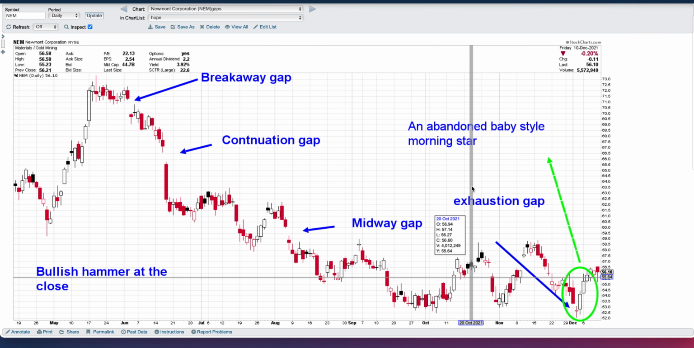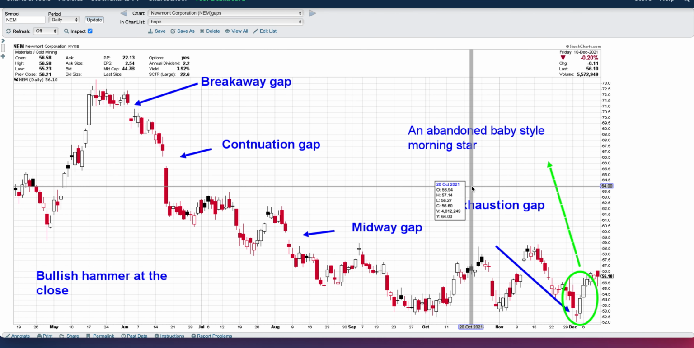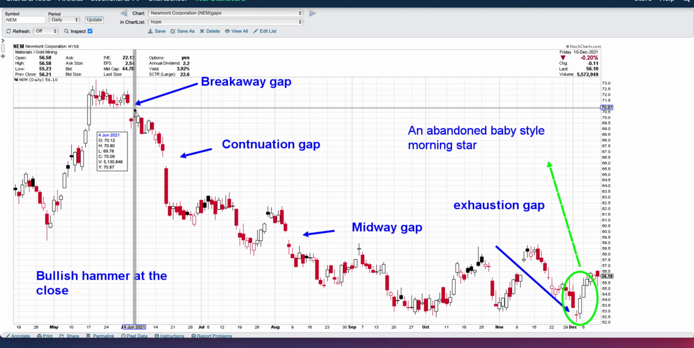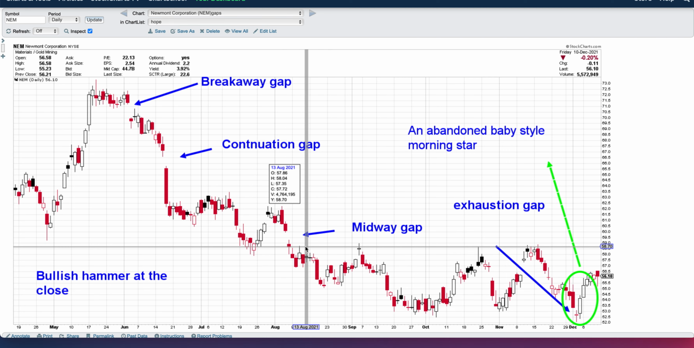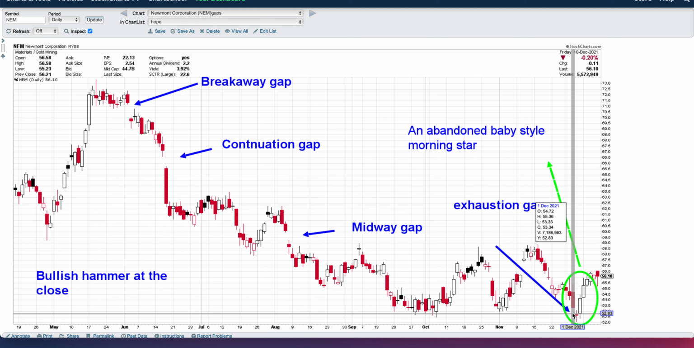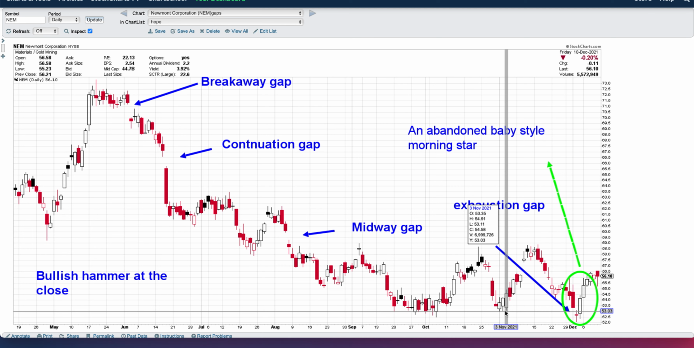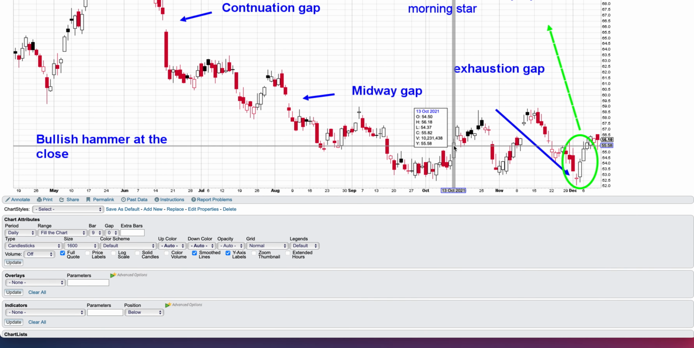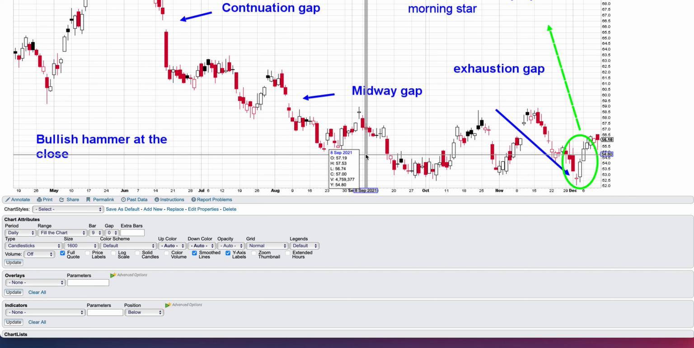Another reliable thing is the gap theory or the gap study. As I stated in the last video, we have breakaway gap, continuation, midway, and last week we had the exhaustion gap. So even in gap theory, we bottomed in an Abandoned Baby Morning Star. It's a really reliable bottom. So definitely, the bullishness in Newmont is absolutely clear.